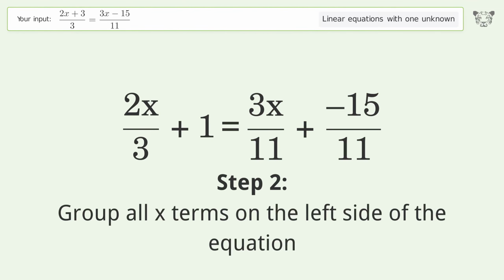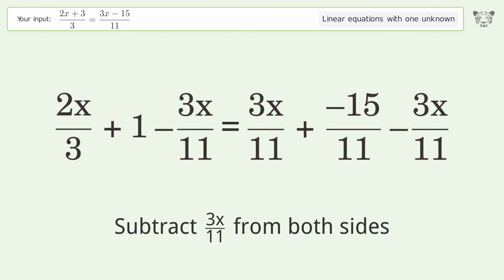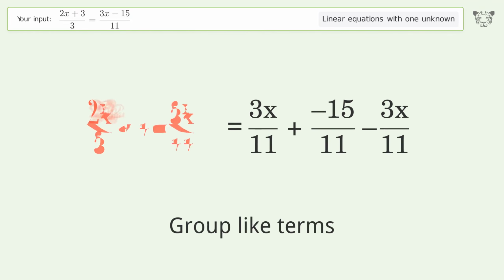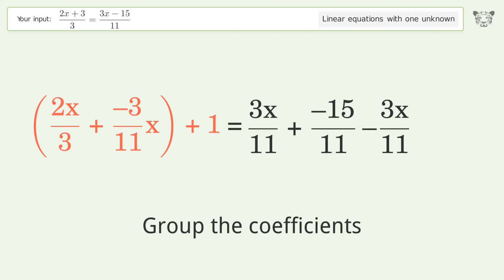Group all x terms on the left side of the equation. Subtract 3x over 11 from both sides. Group like terms. Group the coefficients.